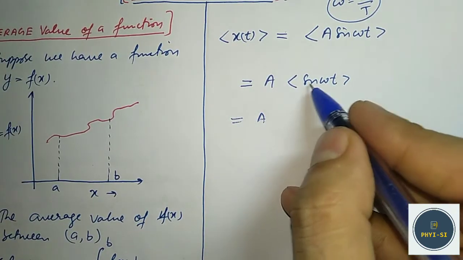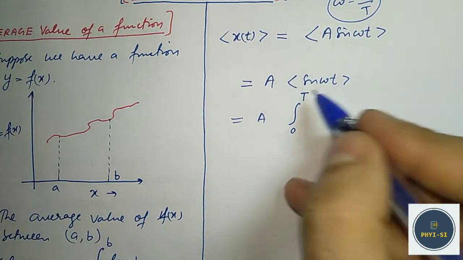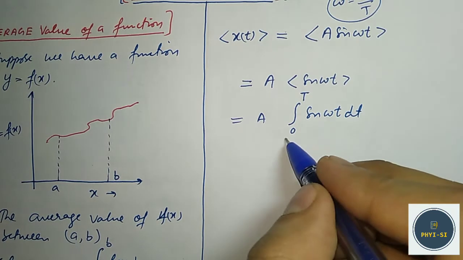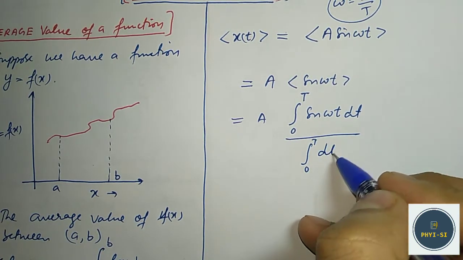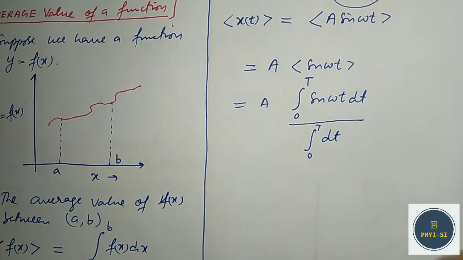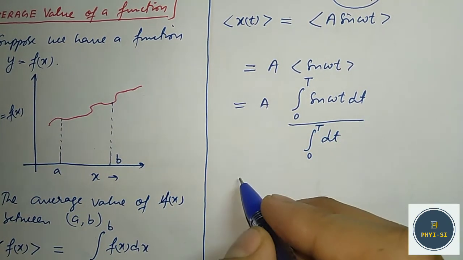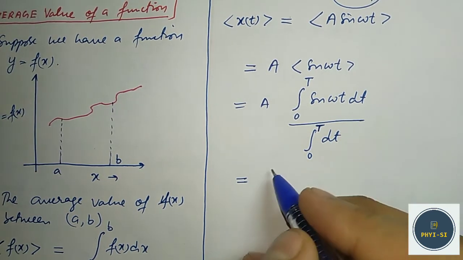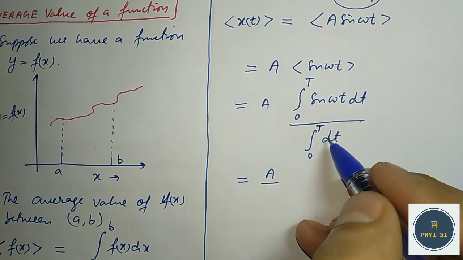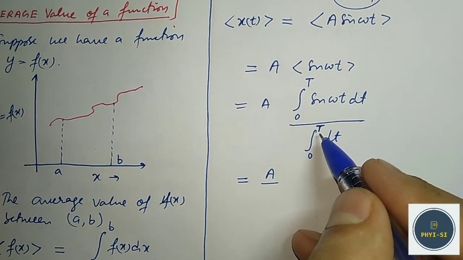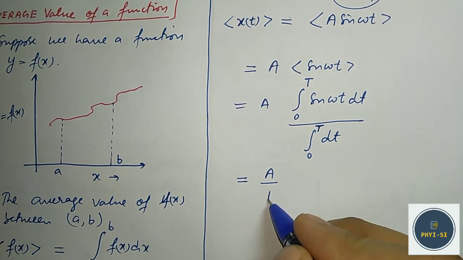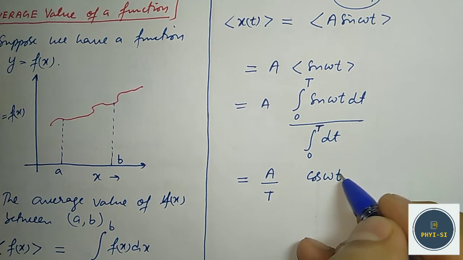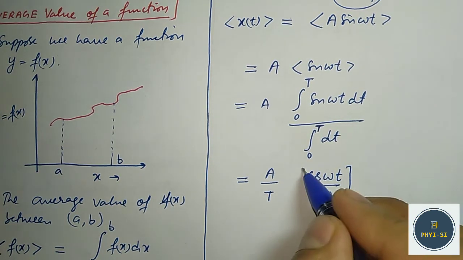So it can be written as the integral from 0 to T of sine omega t dt, divided by the integral from 0 to T of dt. Now we have to solve this integral. The denominator integration is t, and when we put this limit, it becomes capital T minus 0. The integration of sine omega t is minus cos omega t upon omega, and then we put the limit.